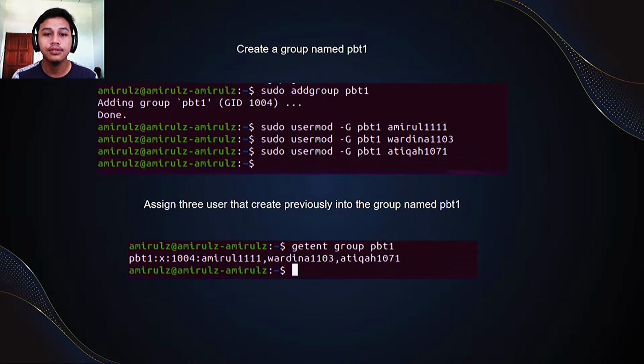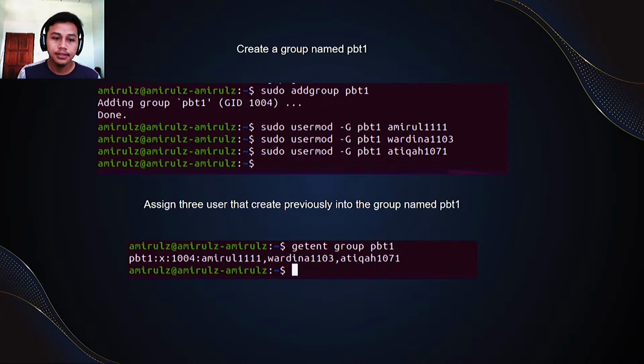And then create a group named PBT1. The command is sudo addgroup PBT1. And then sudo usermod -g PBT1 Amirul1111. For the normal user, sudo usermod -g PBT1 Wardina1103. For the guest user, sudo usermod -g PBT1 Atika1071.